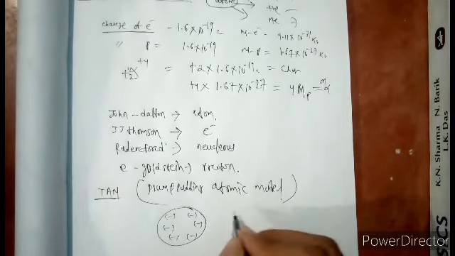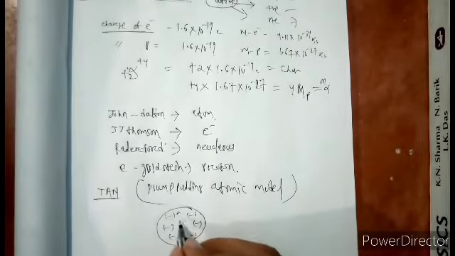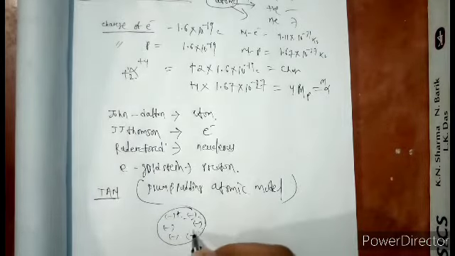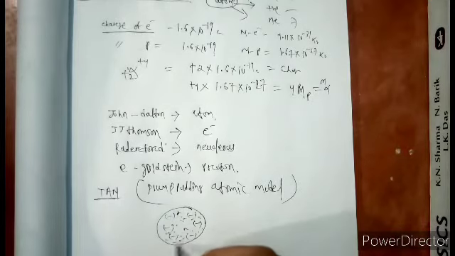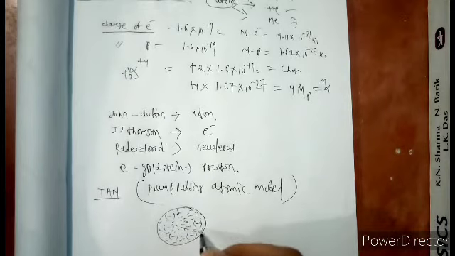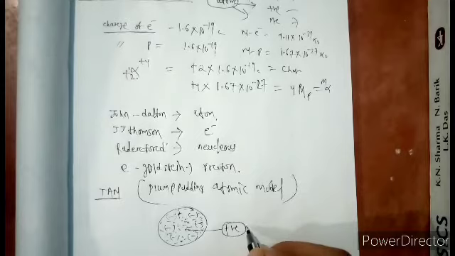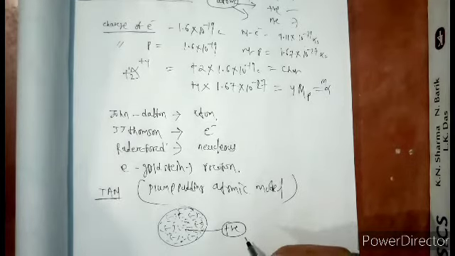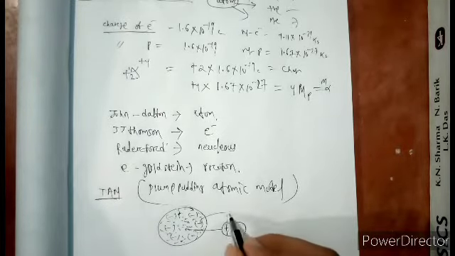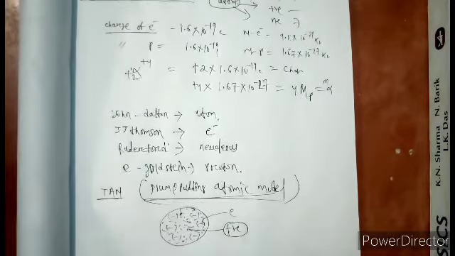That is, if we consider a watermelon, the red part is the proton and the seeds are the electrons. So the protons, the red part in the watermelon, are uniformly distributed. Here the positive charge, that is proton, is uniformly distributed, and the electrons are embedded like plums in a pudding. Okay, so this model is also known as the plum pudding atomic model.